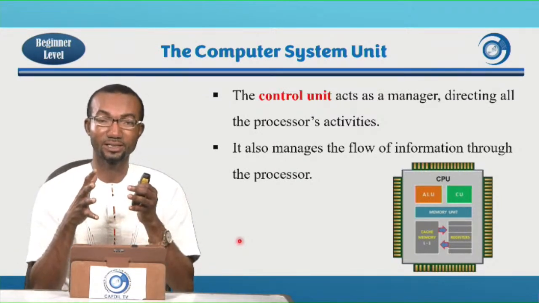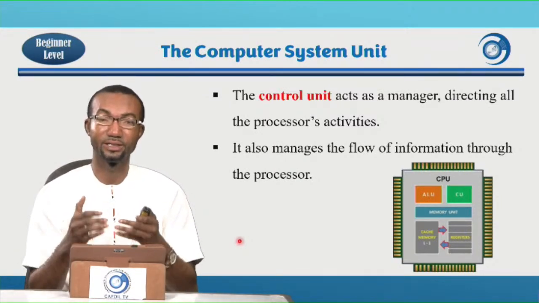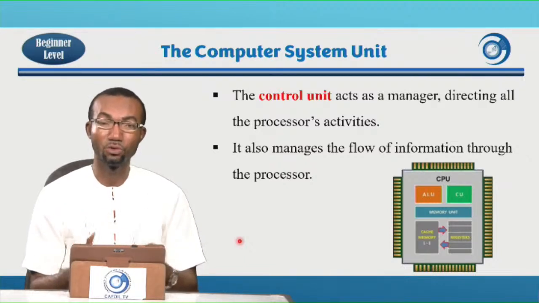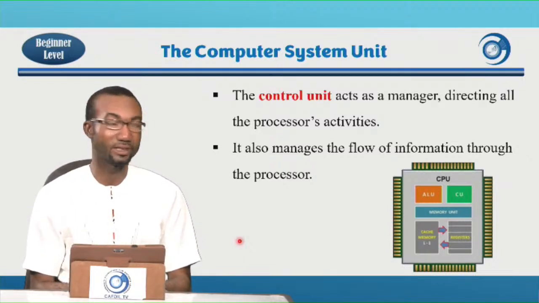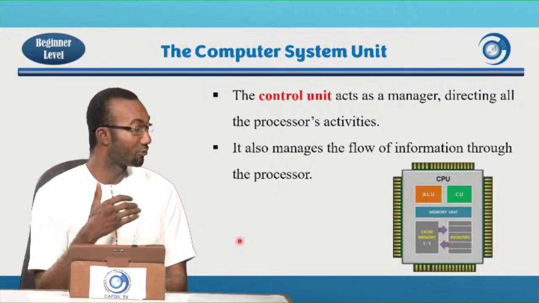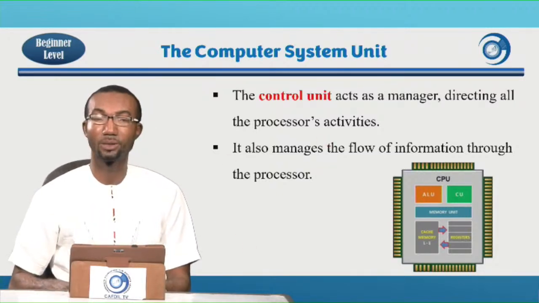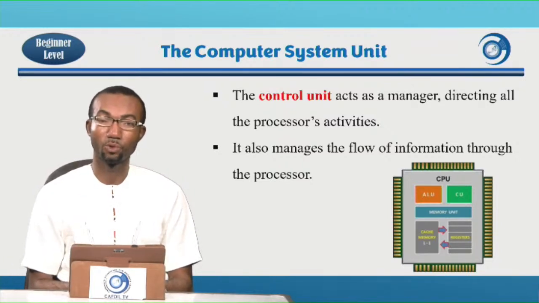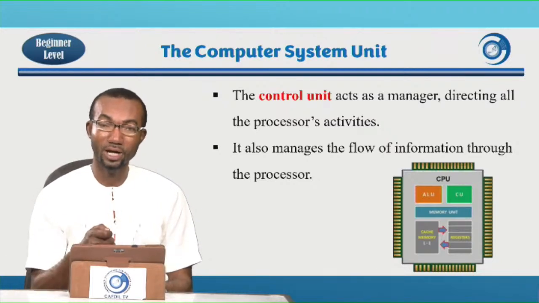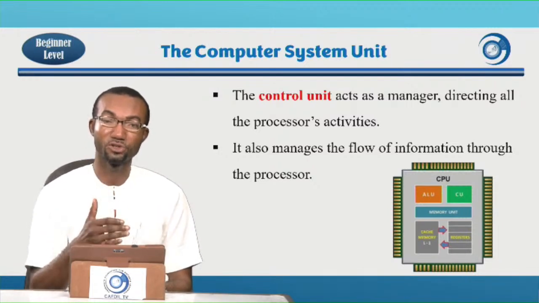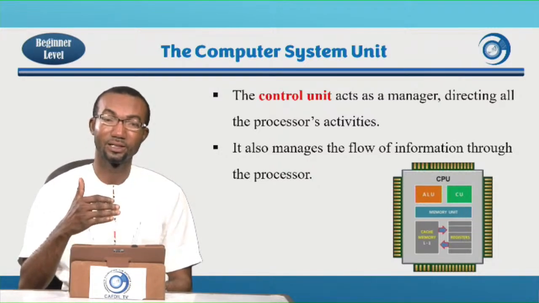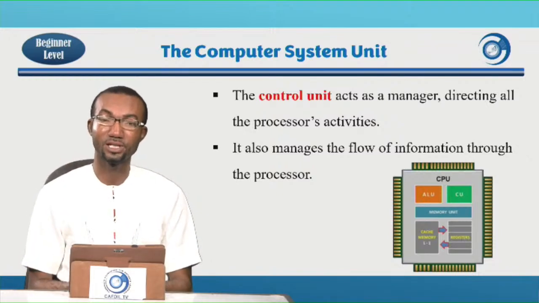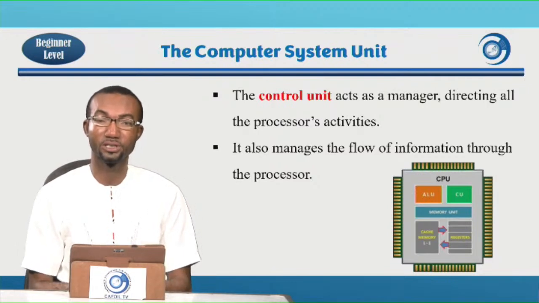Any information or data that gets to the processor, the control unit will assess it first, and then look at what must be done to this data. It also manages the flow of information through the processor. So if I give some work to the processor to do, then I follow that work with another one, and another one. The control unit will make sure that the processor gets the work at the time the processor is free to process that data. So they control the flow of information.